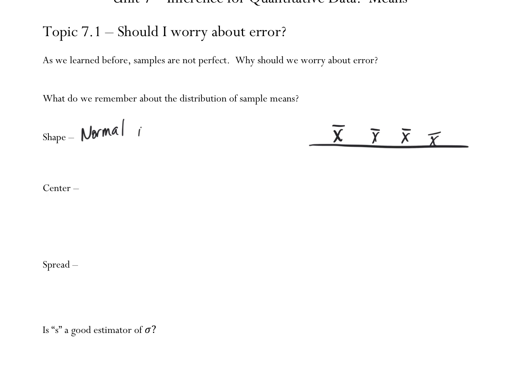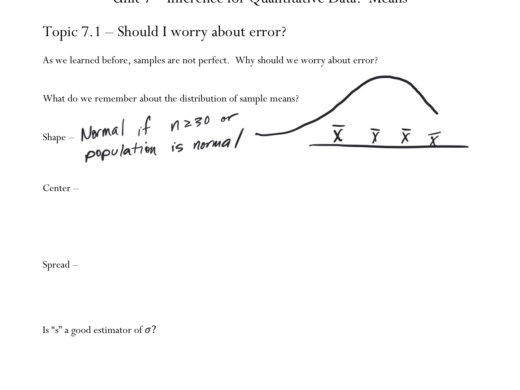It'd be normal if n is greater than or equal to 30, or the population is normal. All right, cool. So let's go ahead and assume normality here. That's a pretty good one, yeah?